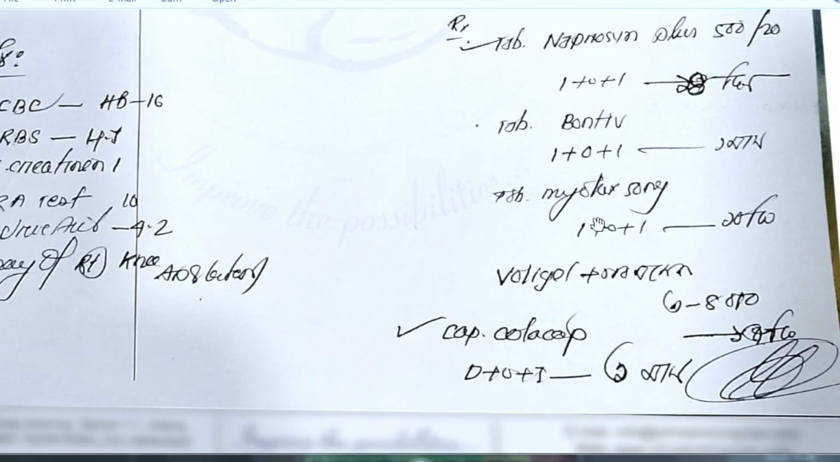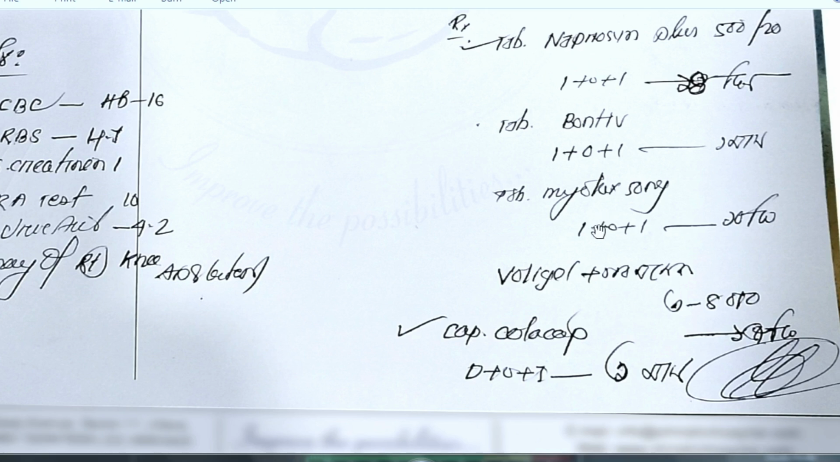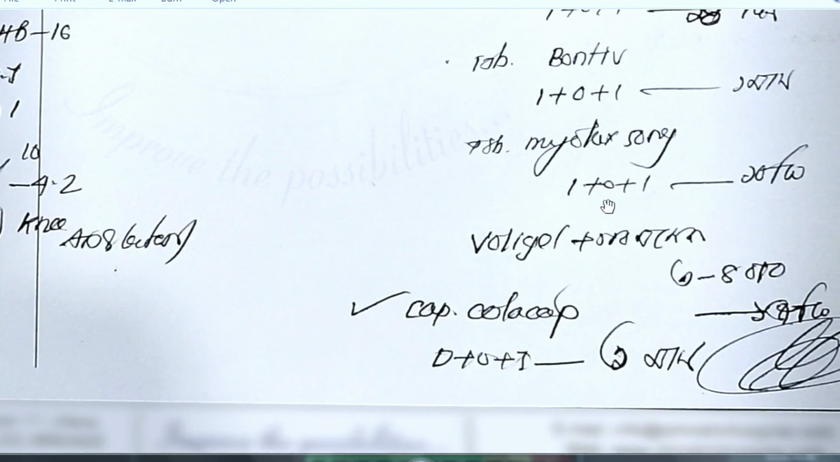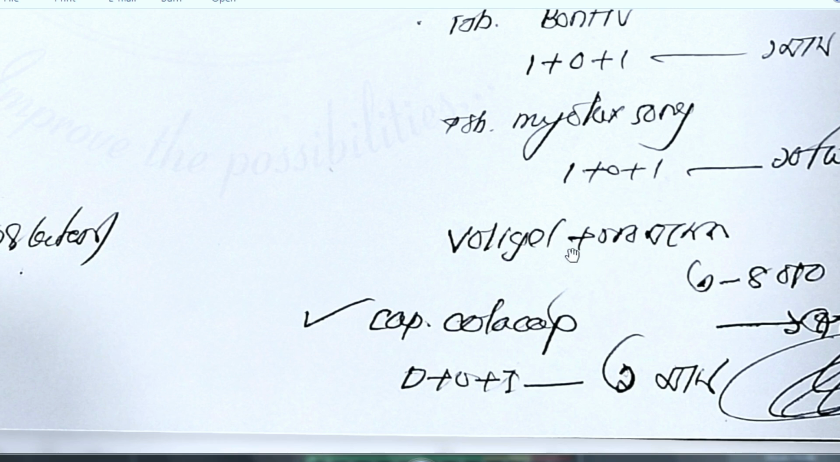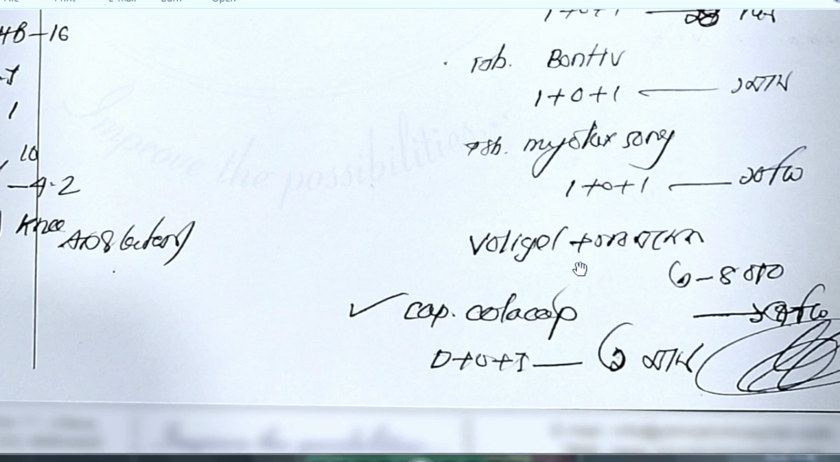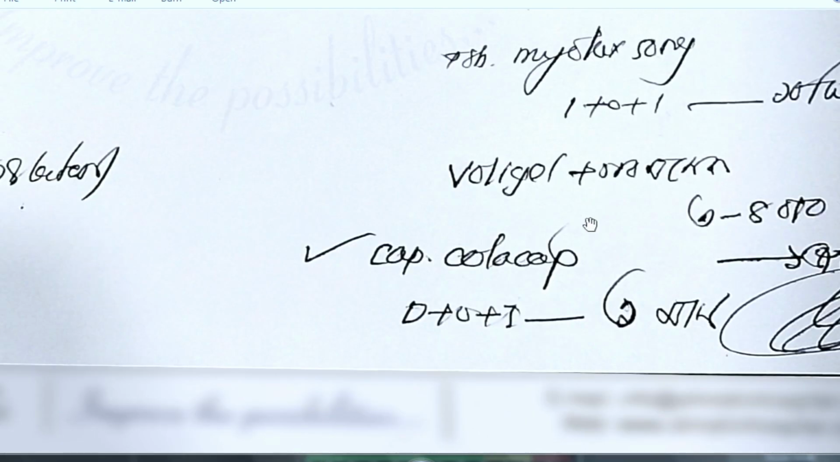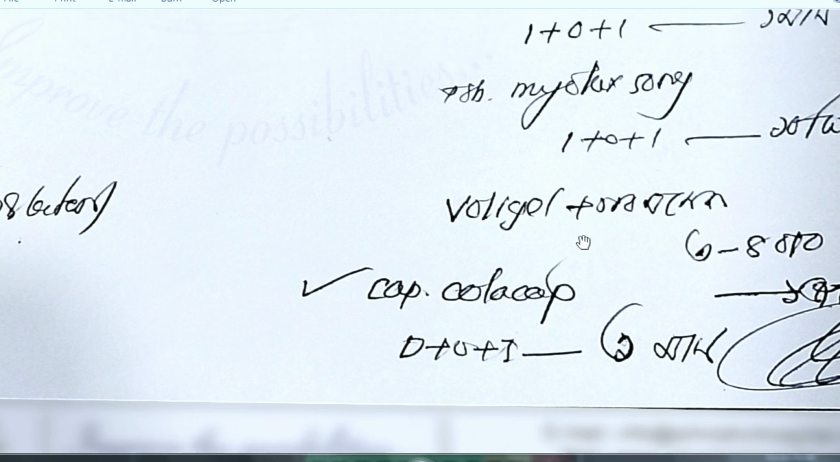Number 3, Myolax 50. It's a muscle relaxant. Its duration is 10 days. Its dose is 1 tablet in the morning and 1 tablet at night. Tablet Myolax helps relax the muscles around the knee when they become tight or stiff. Its active ingredient is tolperisone 50 mg. Its manufacturer is Incepta Pharmaceuticals.